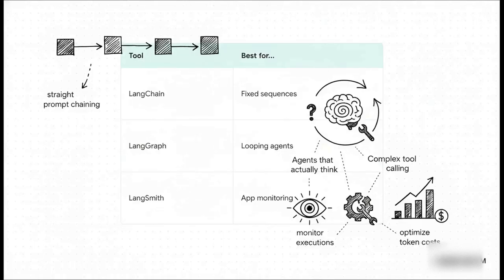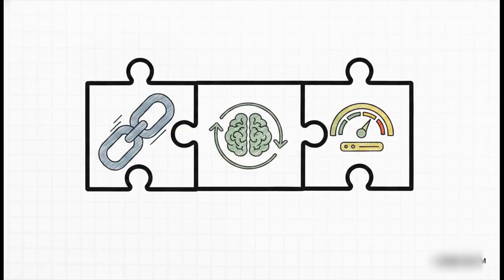So, if you're a JavaScript developer sitting there deciding what tool to reach for, here is the breakdown. Use Langchain if you have fixed sequences, like basic text summarization. Keep it simple. But reach for Langgraph when you need agents that actually think, require those conditional loops, and need to execute complex tool calling. And of course, plug in Langsmith anytime you need to monitor those executions, debug your failures, or optimize your token costs in production. That right there is the ultimate architectural mental model.